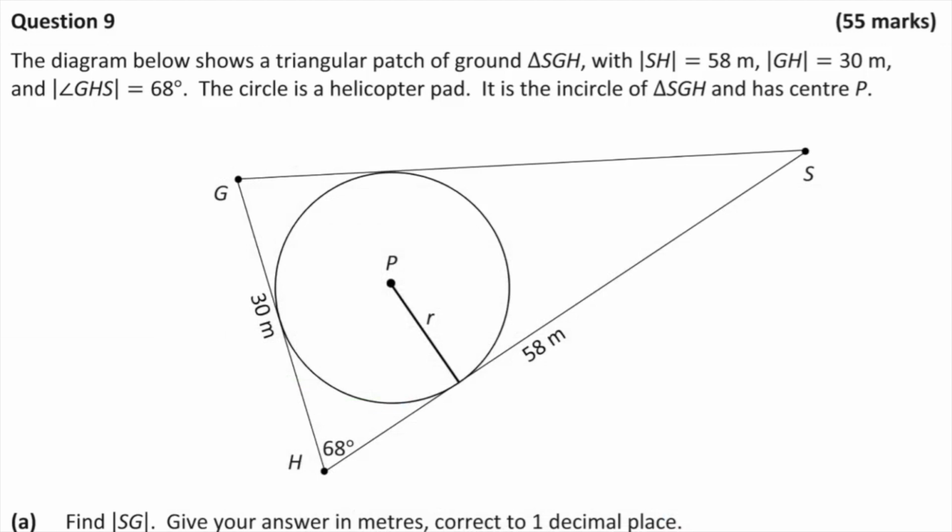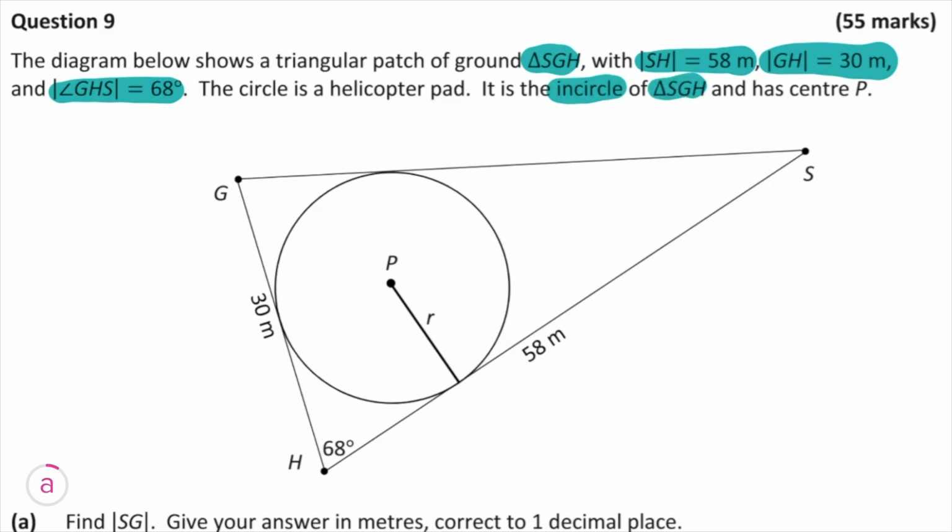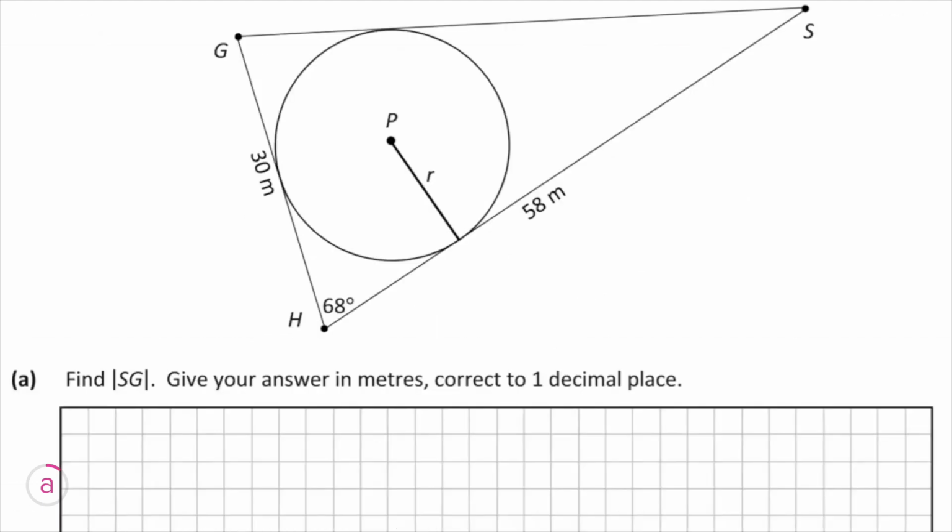Okay, so here's our question. We're given a triangular patch of ground, SGH, and the two side lengths SH and GH, as well as this angle here. And the circle on the inside is the incircle of this triangle SGH, which has center P. So the first thing we're asked to do is to find SG, which is the third side, and to give our answer correct to one decimal place.